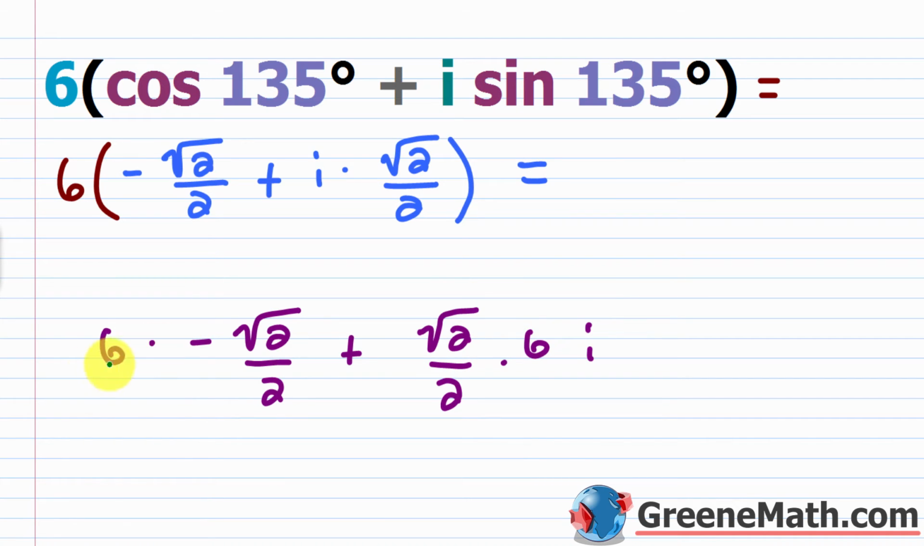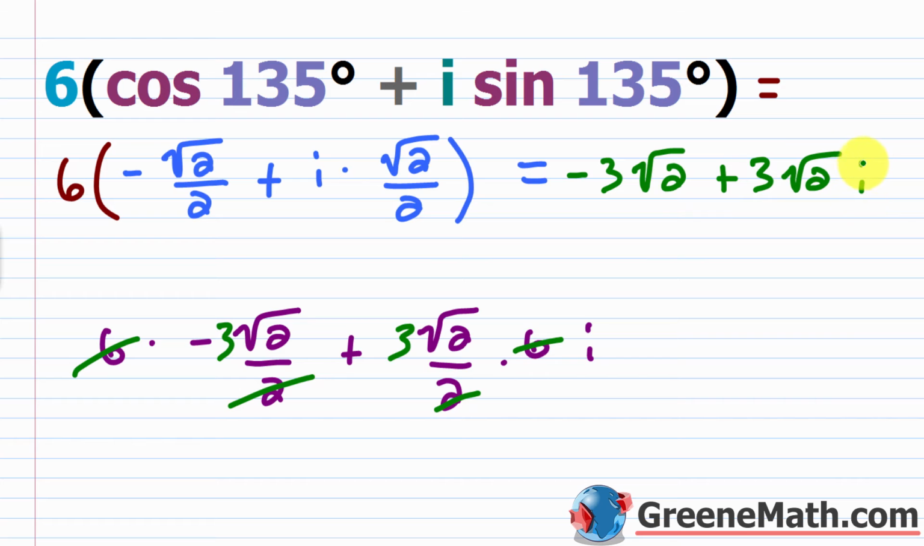And I'll just go ahead and cancel this. This cancels with this and gives me a 3. This cancels with this and gives me a 3. So basically I'm going to have the negative of 3 times the square root of 2, and then plus 3 times the square root of 2 and then times I.